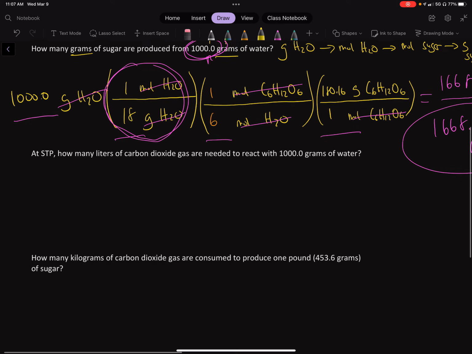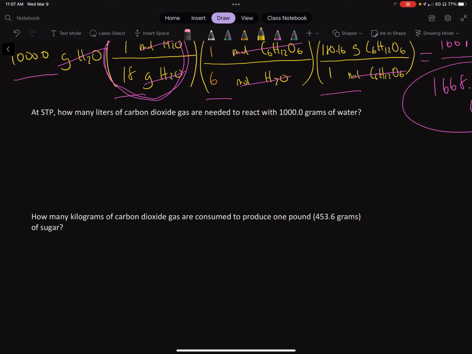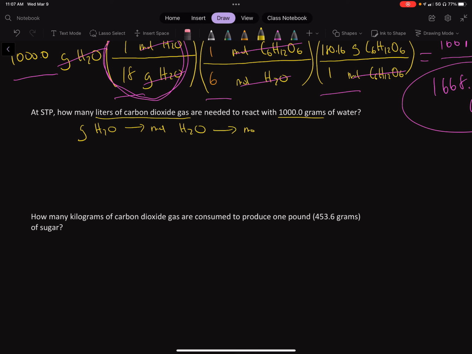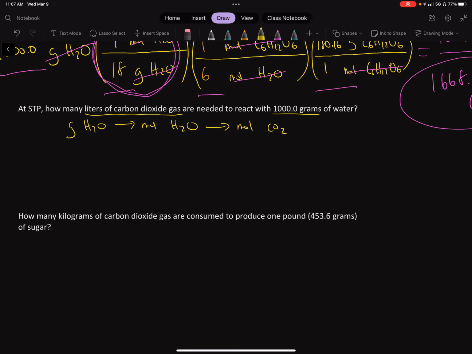So next one says, at STP, how many liters of carbon dioxide gas are needed to react with 1,000 grams of water? So again, our general strategy, we're going to go from grams of water, and we have to convert it to moles of water if we want to convert it to moles of anything else. So we'll go from grams of water to moles of water to moles of CO2. And then the last one, instead of going from moles to grams, we're going to go to liters. So from moles of CO2 to liters of CO2. And the conversion for that is 22.4 liters of a gas at STP equals 1 mole. So 1 mole of gas occupies 22.4 liters.